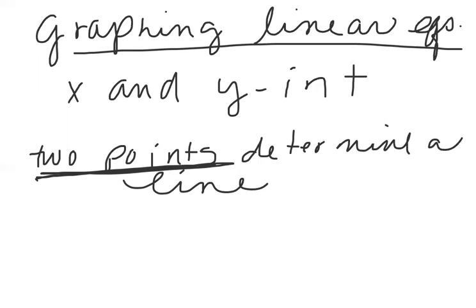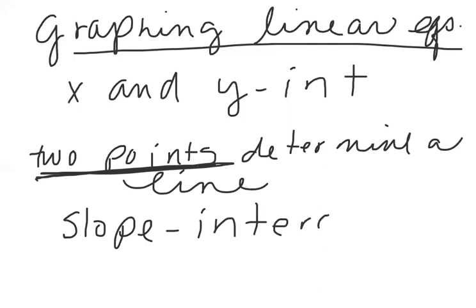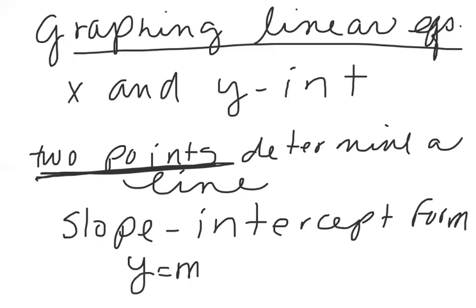So the other method we use to graph linear equations very effectively is the slope-intercept form. And I will be going over both of these in a minute with some examples, okay? Now, the slope-intercept form, AKA y equals mx plus b, guys.